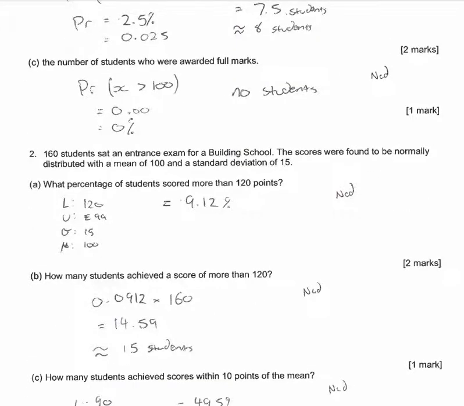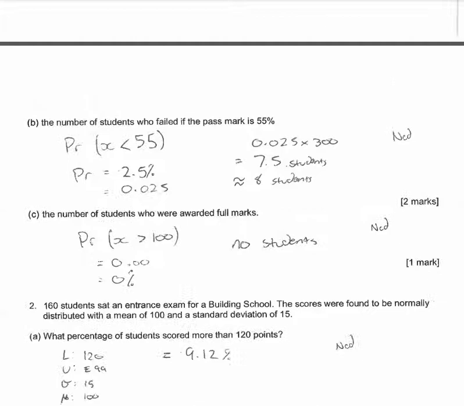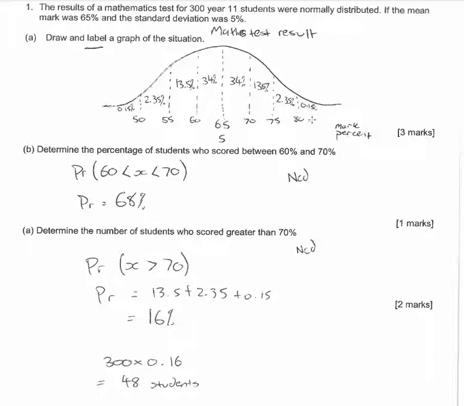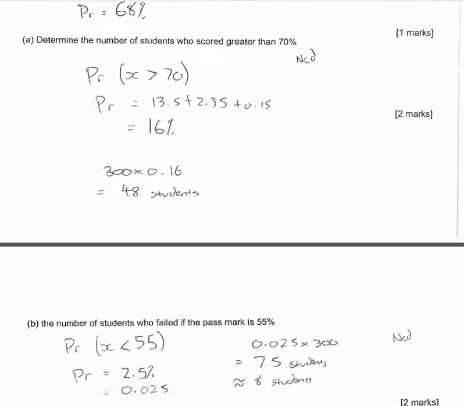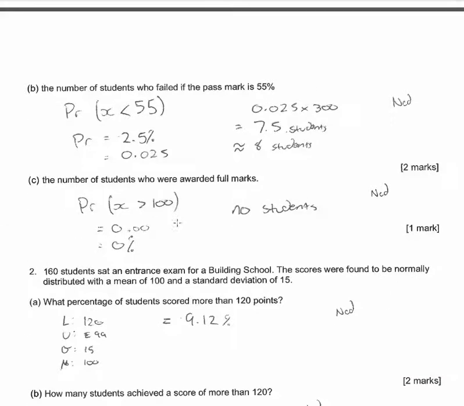And the number of students who were awarded full marks. Full marks obviously would be 100%, and looking at this result here, the highest interval is only 80%. If you went another 4 intervals up to 100%, the number's going to be very, very low, and the percentage goes back to about 9 decimal places before you get a significant figure. So really, there's no students that were awarded full marks in this one.